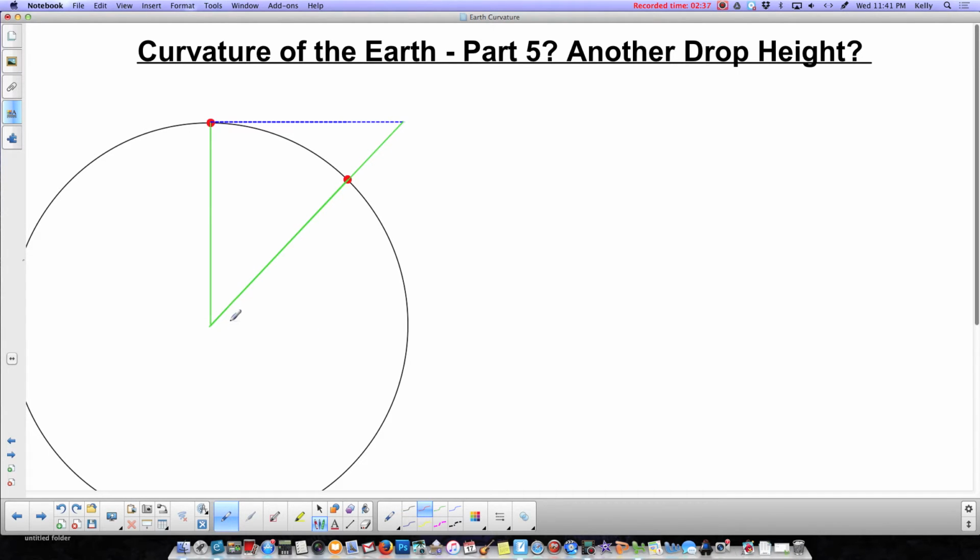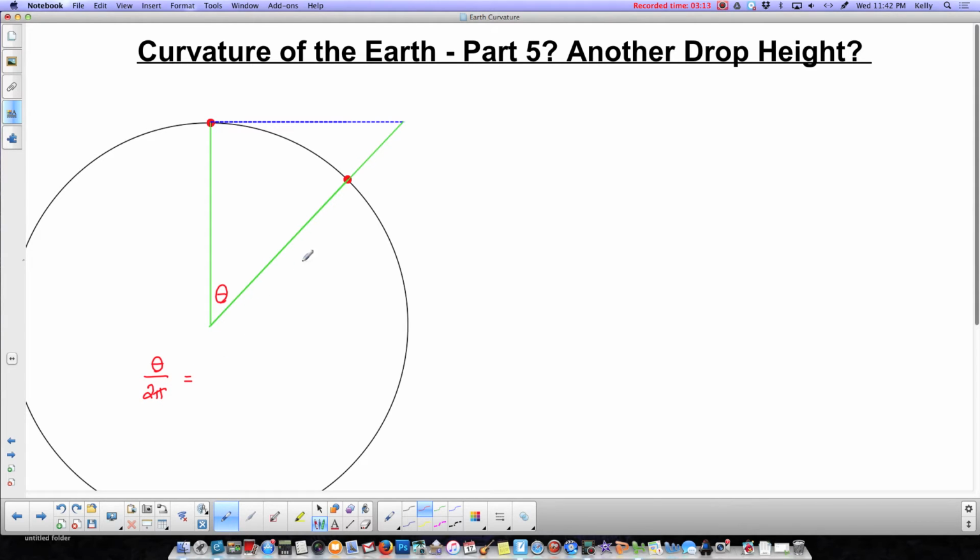Where degrees divides a circle into 360 parts, radians divides a circle into 2 pi parts, which is just a little bit more than 6. 1 pi is a little bit more than 3. So half the circle would be pi radians. If we let this be theta, and I want to compare theta to the entire circle, now instead of writing theta over 360, I'm going to write theta over 2 pi.